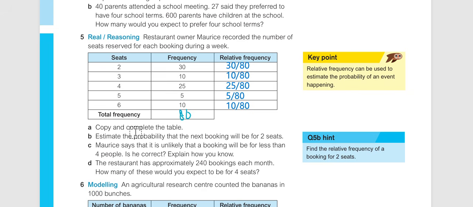So they ask you to copy and complete the table. Estimate the probability. Estimate the probability that the next booking will be for 2 seats. How do you do it? I'll give 1 minute to think about it. Right, so estimate the probability that the next booking will be for 2 seats. So for 2 seats, what's the relative frequency here?